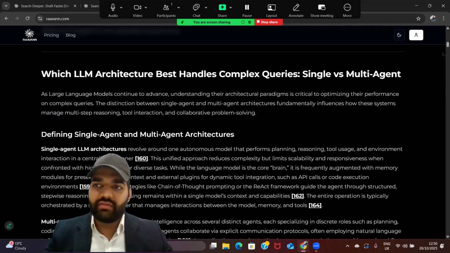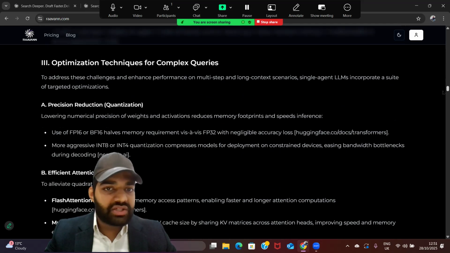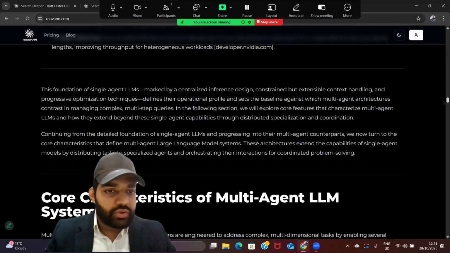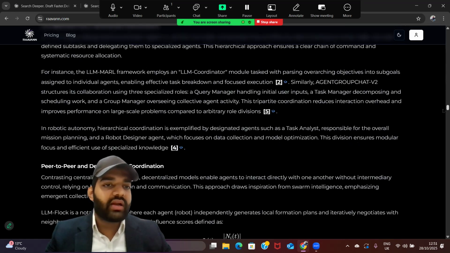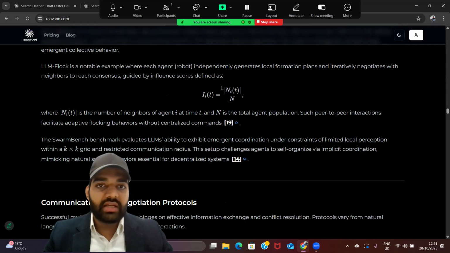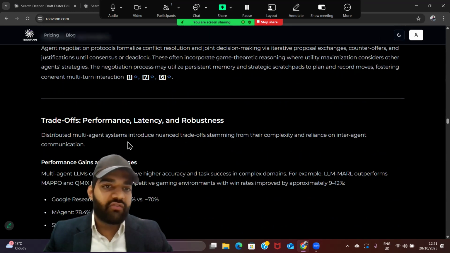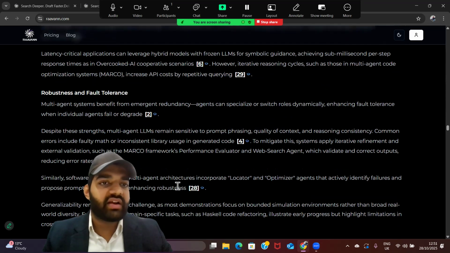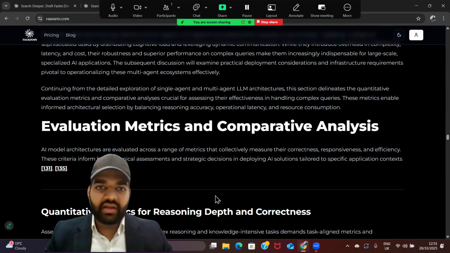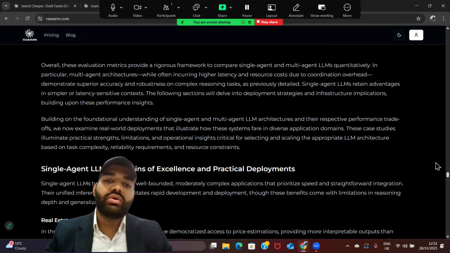In the findings you can view what is happening with the software, what's the equation, strengths and limitations, optimization techniques for complex queries. You can see core characteristics of multi-agent LLMs, how it works down to the granular level, peer-to-peer and decentralized coordination, how it works mathematically, everything: communication and negotiation protocols, trade-offs, performance, latency. It gives Google's research findings. You can see there might be some Google research done on this topic, so it is even referencing that. Everything is in detail. You can see evaluation metrics, comparative analysis. It's a whole detail. Okay, we don't even stop here.